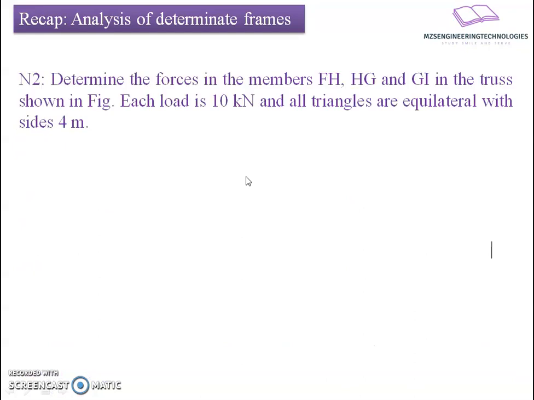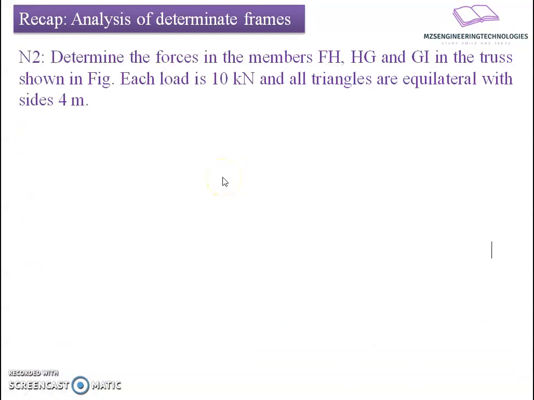Greetings. In the last lecture, we discussed various methods of analyzing determinate frames, in which we completed the method of joints. Today we'll discuss the method of sections. To begin, let us move on to a numerical problem statement.